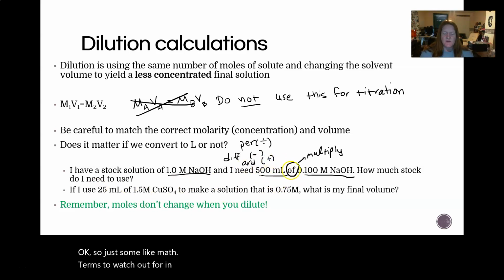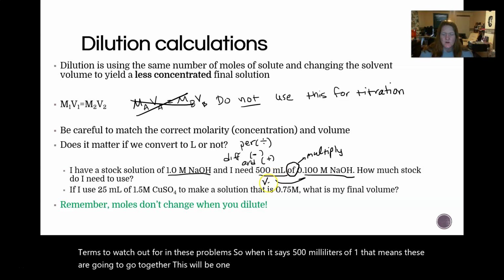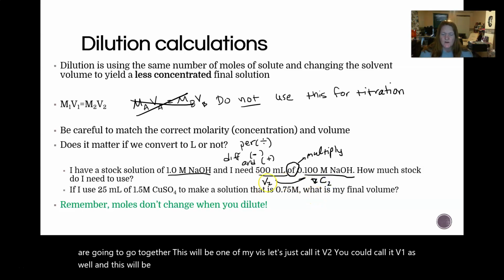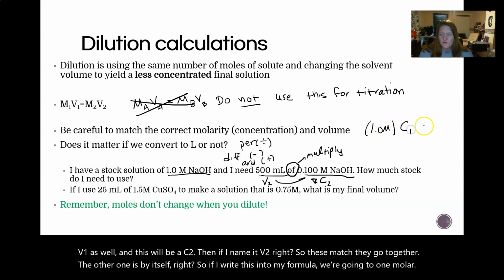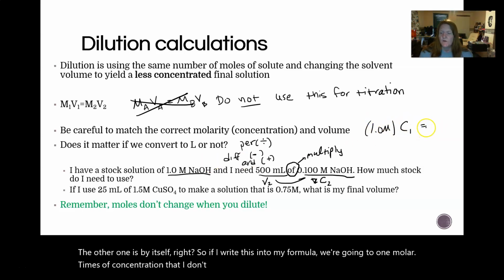So when it says 500 milliliters of 0.1, that means these are going to go together. This will be one of my V's. Let's just call it V2. You could call it V1 as well. And this will be a C2 then, if I name it V2, right? So these match, they go together. The other one is by itself, right? So if I write this into my formula, we're going to go 1 molar times a concentration that I don't know because it's not listed here is going to equal the 500 mils. I'm running out of space.